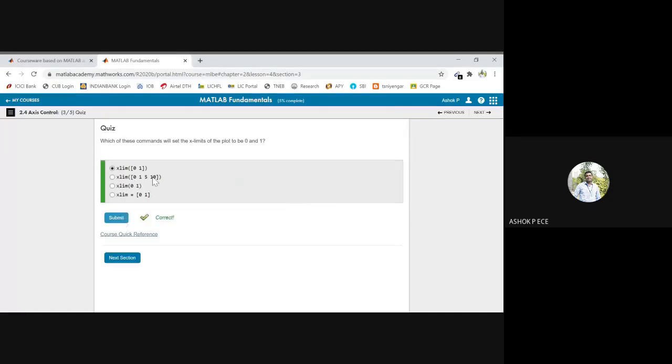Yes. And what is the problem with option B? Only 2 arguments are allowed. So with 4 arguments, option B is wrong. Option C, you see, the syntax is wrong. It should be normal brackets followed by square brackets inside. And xlim is a command, so it is not a variable. So option D is also going to be wrong.